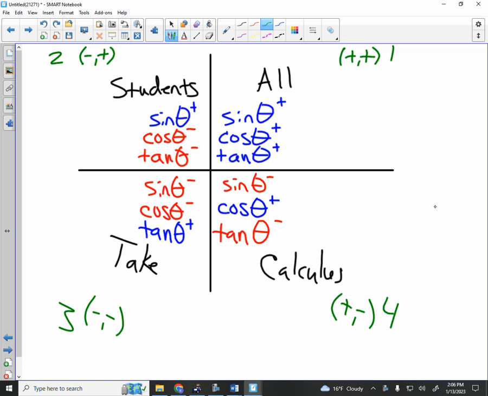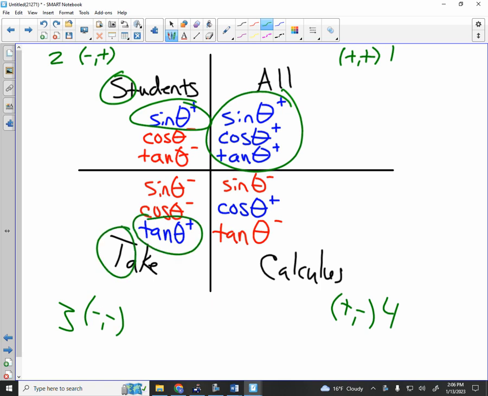Why do you think they put all there? They're all positive. Why do you think they use students here? Because sine is positive. Why take? T, tangent, is the one that's positive. And then C for calculus, cosine's the one that's positive. All students take calculus. That's a way to remember it as well.